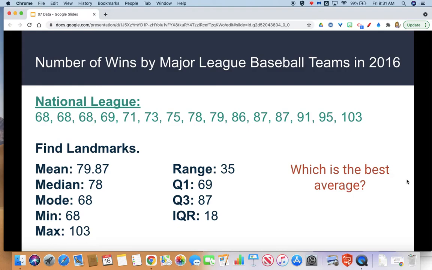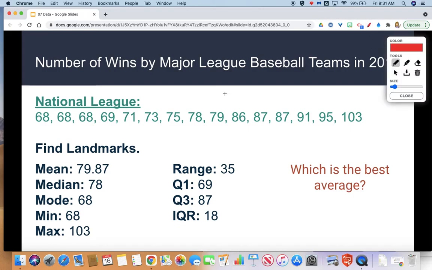What would you say was the best average, mean, median, or mode? 68's in there 3 times. I don't know if it's overwhelming enough to pick the mode. Could kind of be argued. I would probably say not enough yet, especially because it's the minimum in the data set. Your median and your mean are pretty close together. I don't have any major landmark or major outliers, so I would probably say the mean is the best choice here again.